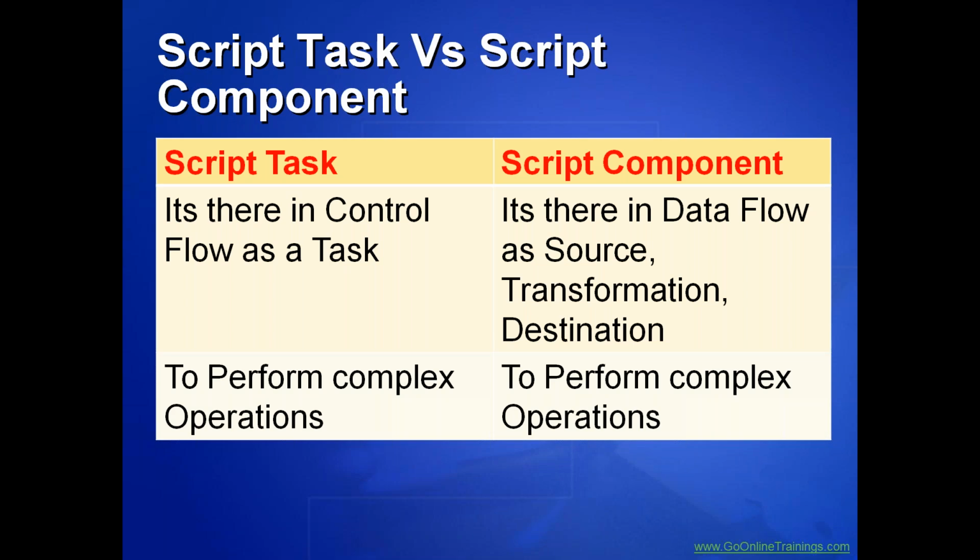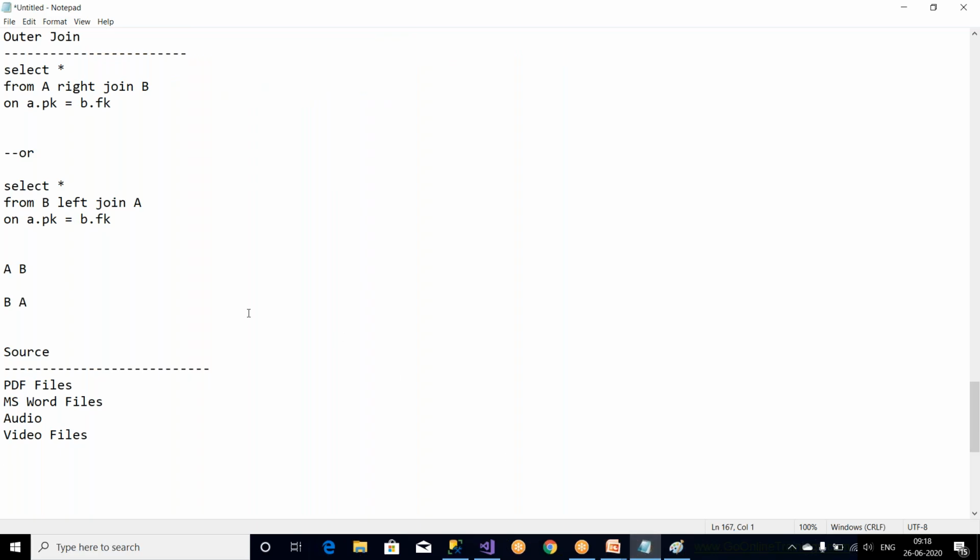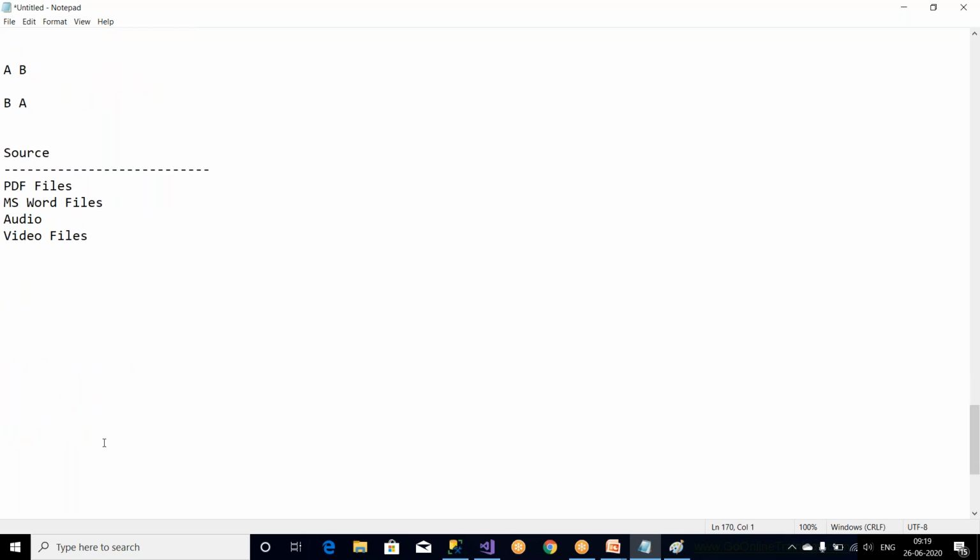Some few examples I have stated. One is I would like to read the data from non-supported SSIS data sources. So I would like to read the data from PDF, MS Word, audio, video, right? Or people will say, take only today's files and process them.